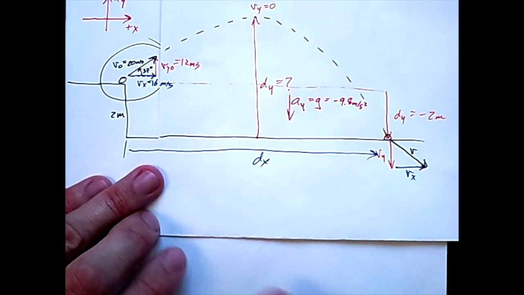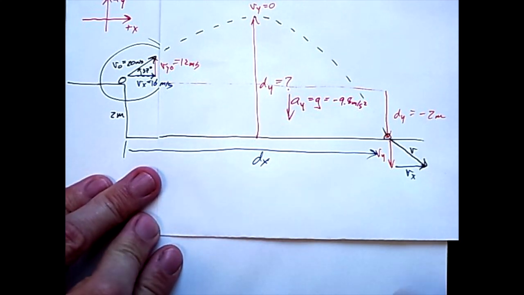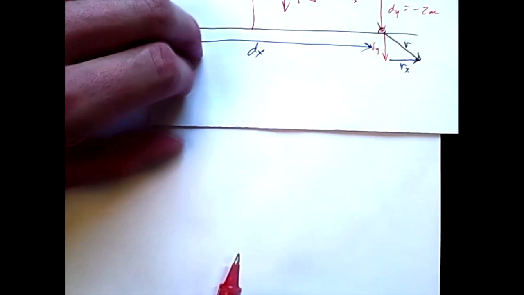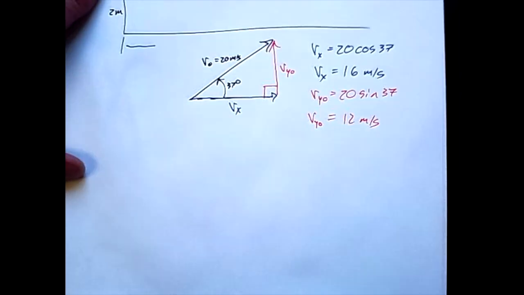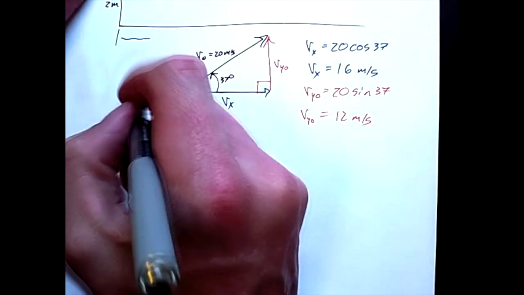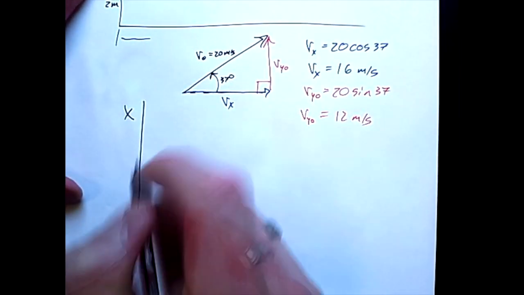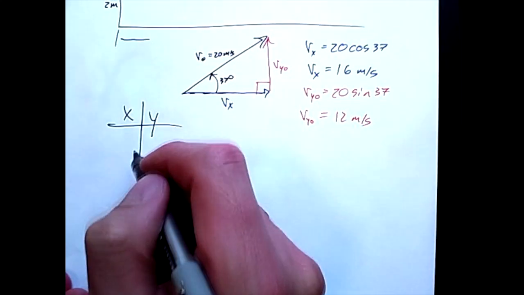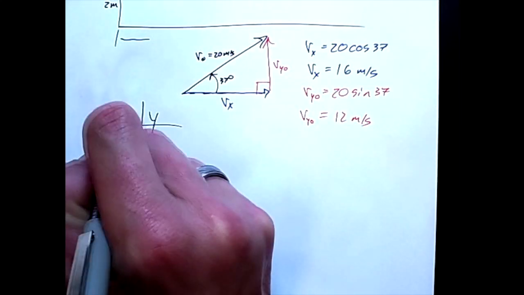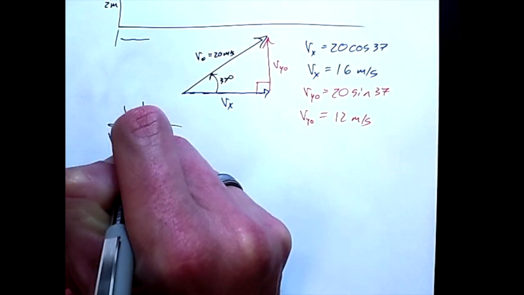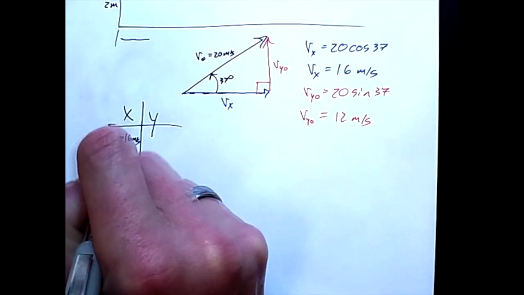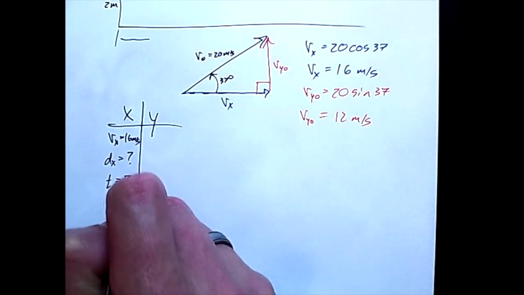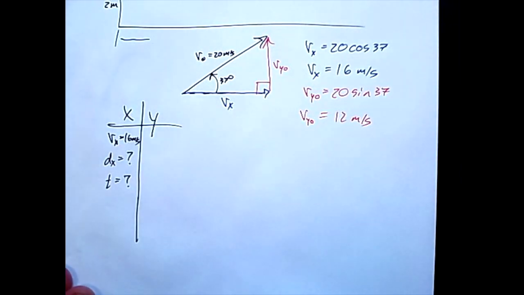Taking all of that information, we can generate a table of variables that matches up to our scenario here, where I end up with a list that is comprised of both of my directions, x and y. And so what we have so far is that Vx is equal to 16 meters per second, dx is one of the questions, t is unknown. That's all for the horizontal components.